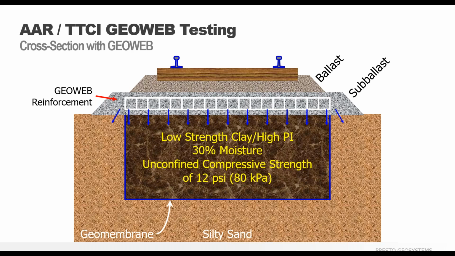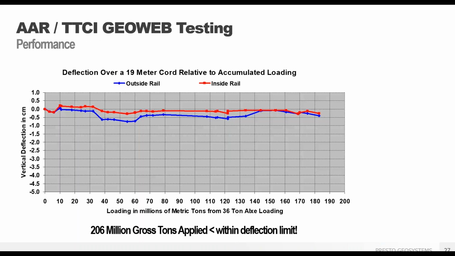So this was a 2.5-year test. A couple hundred million gross tons were applied with a 315 kip car, and the results were pretty impressive. Without GeoWeb, they required tamping basically every 1 million gross tons to maintain that track profile.